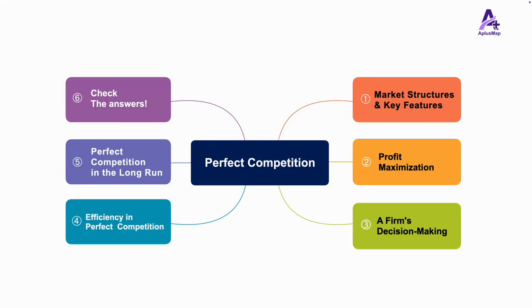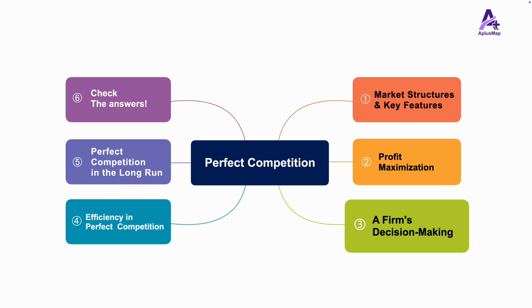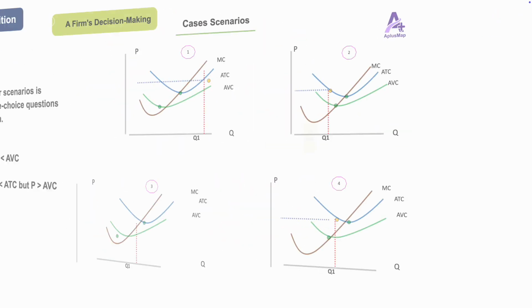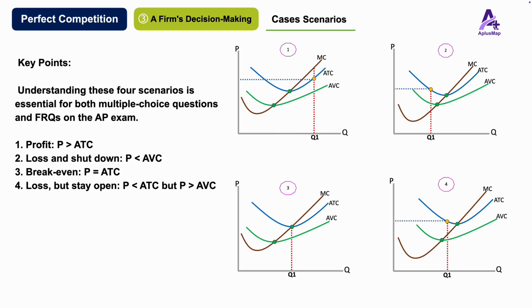So MR equals MC tells us how much to produce if you're producing. But now let's tackle that really critical short-run decision. Should the firm even be producing at all, or should it just shut down temporarily? And maybe more importantly, how can we tell from the graph if the firm is actually making a profit, just breaking even, or losing money? Right, this is super practical.